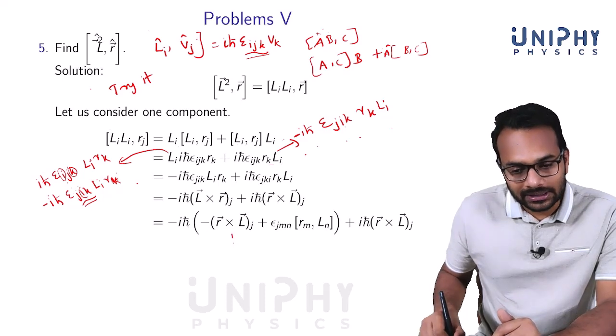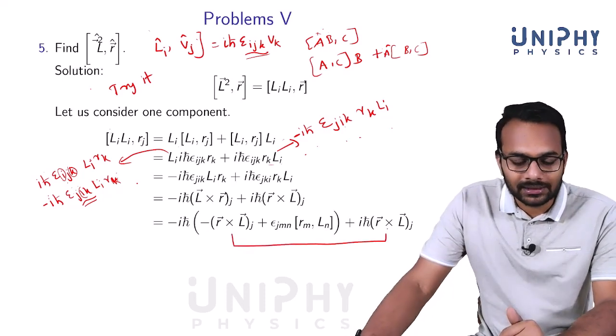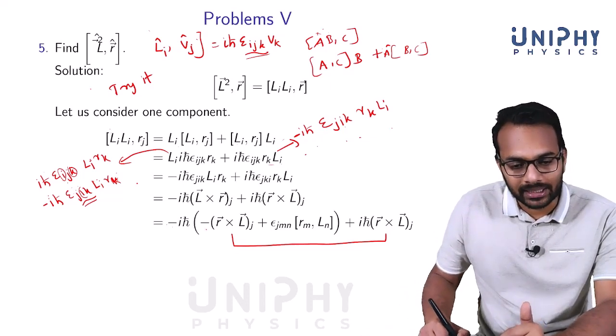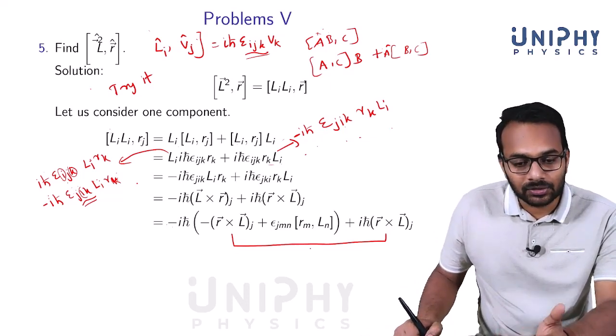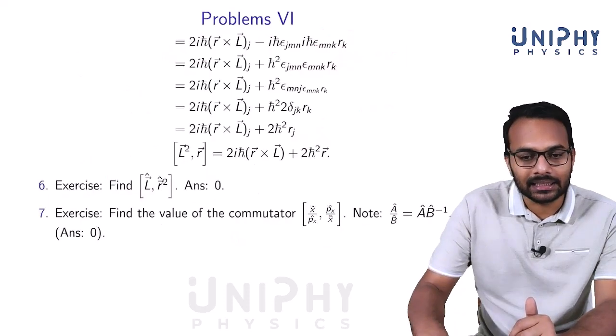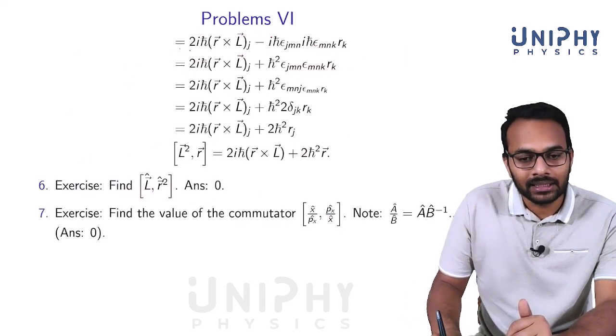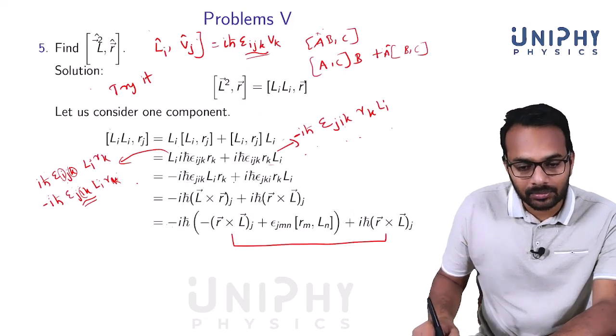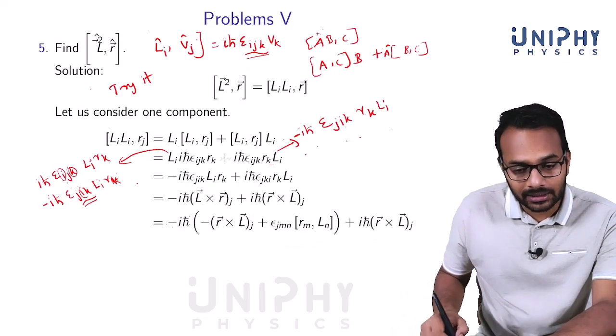Now we see that we can combine these terms. Both are iħ cross R cross L. This minus will cancel with this minus, so it's twice iħ cross R cross L, the jth component. That's what I have here. Okay, there's another term here, don't forget.